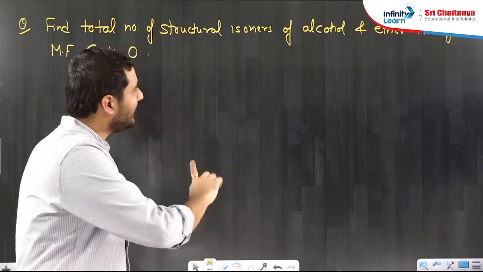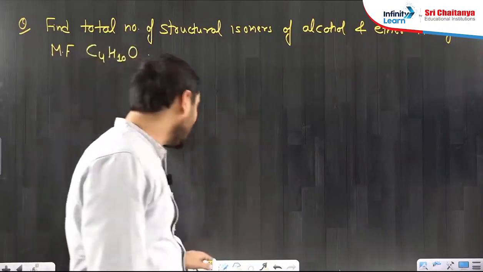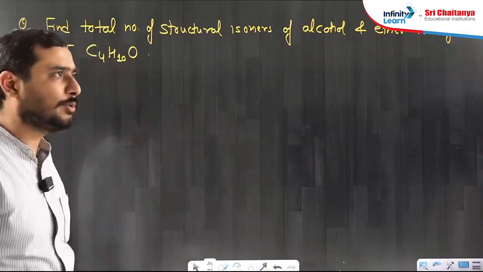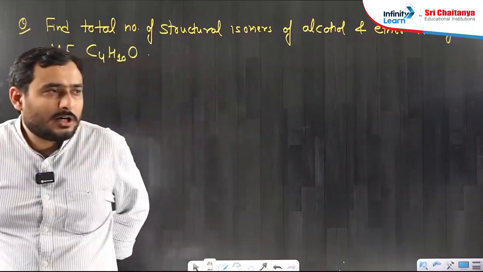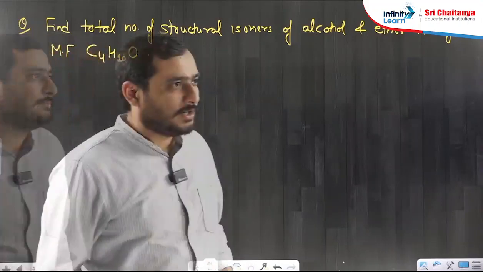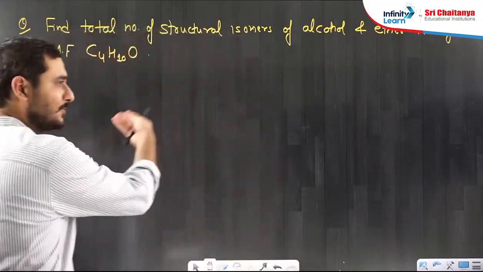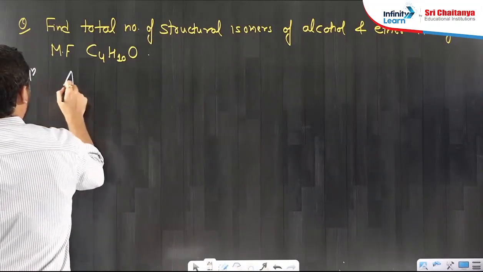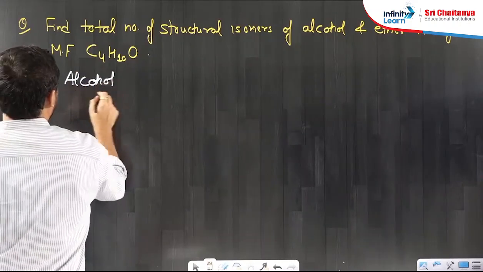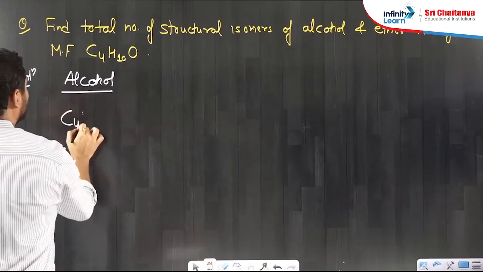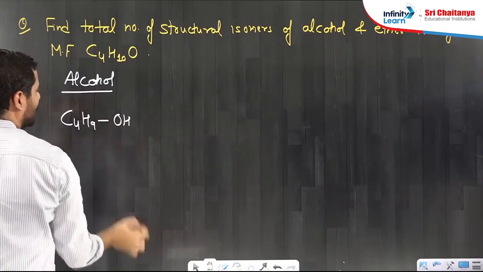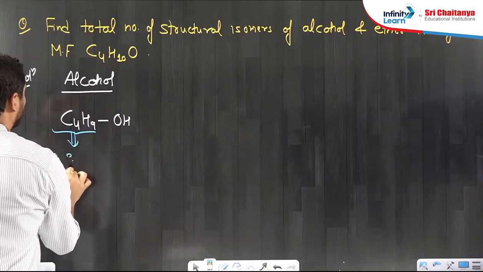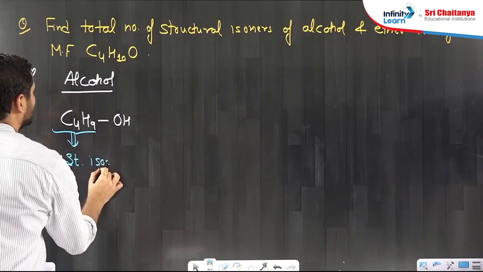Alcohol also we have to find and ether we also have to find. So first you have to tell about alcohol, because alcohol we have discussed earlier. Then we move to the ether part. So first, how many alcohols are possible? Very good. Alcohols we have studied in the last to last question. How many are possible? 4. So there is no difficulty in writing how many alcohols are possible. Just what we have to write, C4H9, and which group is present here? OH group. And for C4H9, how many isomers are possible? 4 structural isomers are possible.